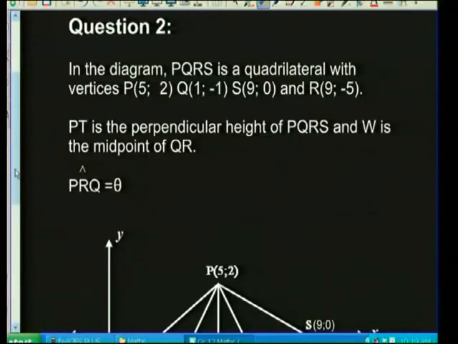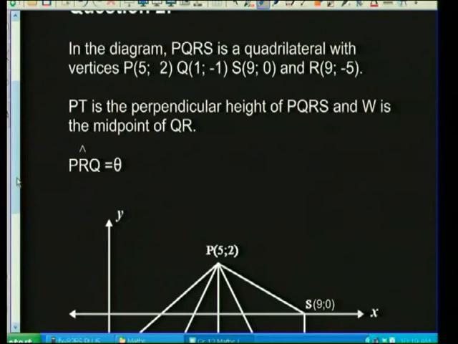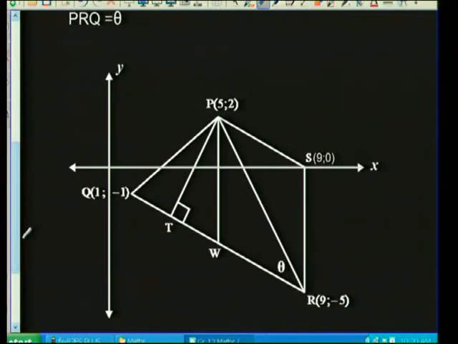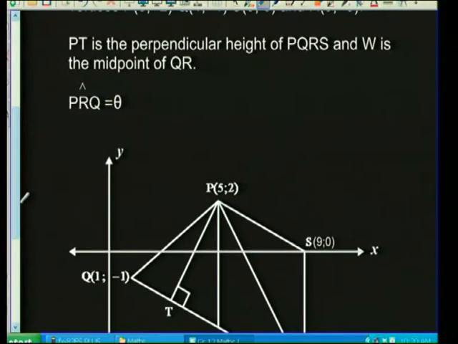Question 2 says to us, in the diagram, PQRS is a quadrilateral with vertices P(5, 2), Q(1, -1), S(9, 0), and R(9, -5). So we just make sure that those points are all reflected on our diagram. I'm also noticing this right angle, which is important, so let's continue to read.